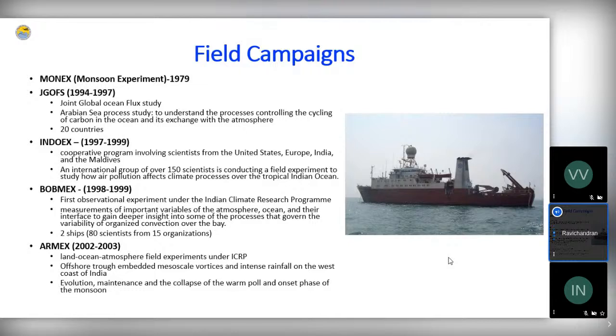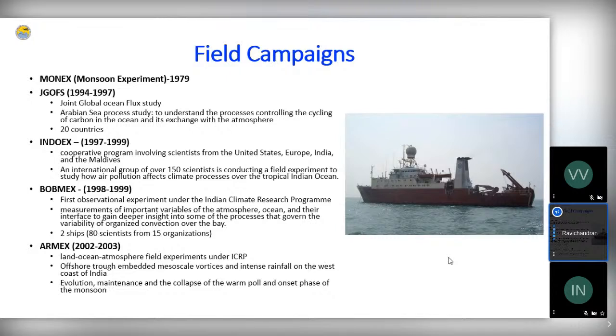Essentially, there were two ships, one in the north and one in the south, Sagar Kanya and Sagar Tara, operating in BOBMEX. About 80 scientists from 15 organizations participated in this program. Later, on the Arabian Sea side, the land ocean atmosphere field experiments under ICRP were conducted, and the offshore trough, embedded mesoscale vortices, and the intense rainfall on the west coast of India were studied.